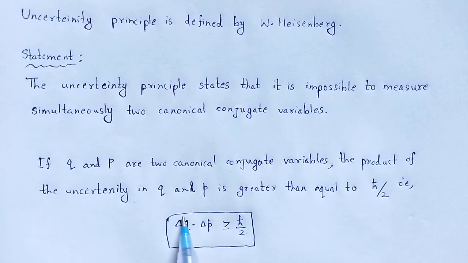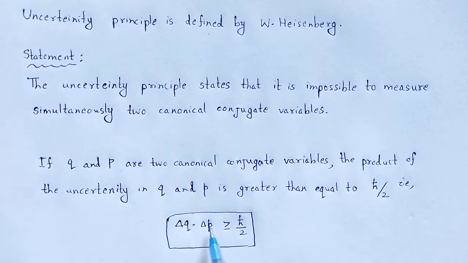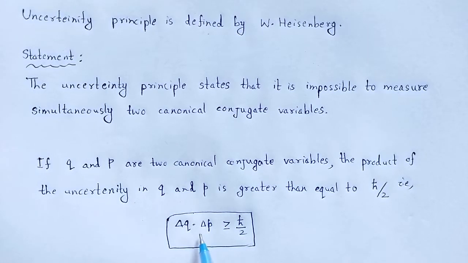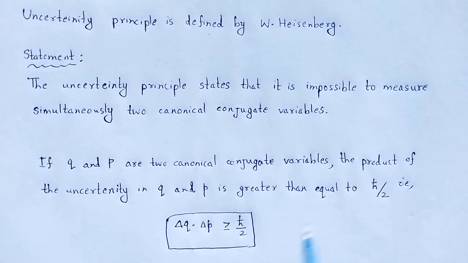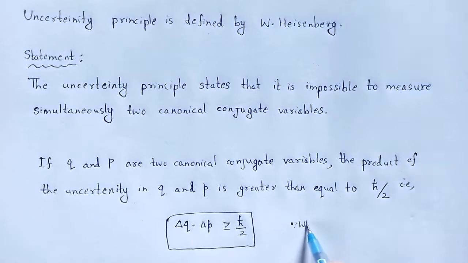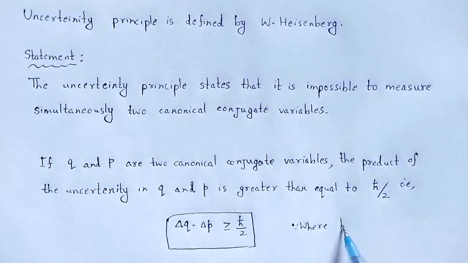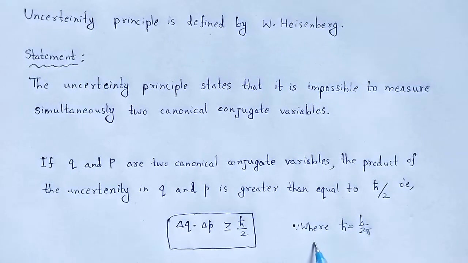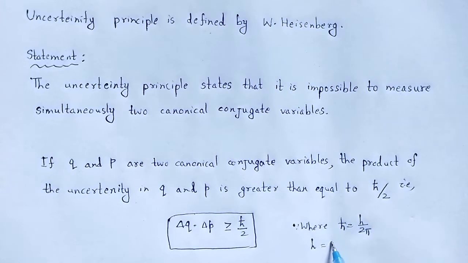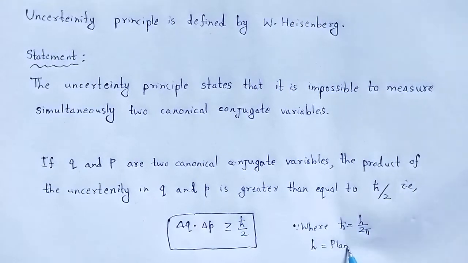Del q is the uncertainty in Q, and del p is the uncertainty in P. The product of the uncertainty in Q and the uncertainty in P is greater than or equal to that quantity h cross by 2, where h cross is h by 2 pi, and h is known as Planck's constant.